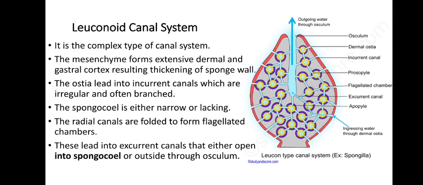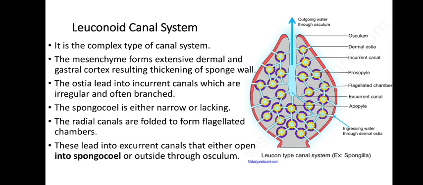I'll repeat. In case of leuconoid type, which is highly complex, instead of flagellated canals or radial canals, there are chambers. Multiple chambers are present, and these chambers are more spherical in nature, and they are smaller. Choanocytes are restricted only to these flagellated chambers. You won't find them anywhere else. That means what was happening in the spongiocele of asconoid type is actually happening in the flagellated chambers of leuconoid type, and it is in multiple structures.